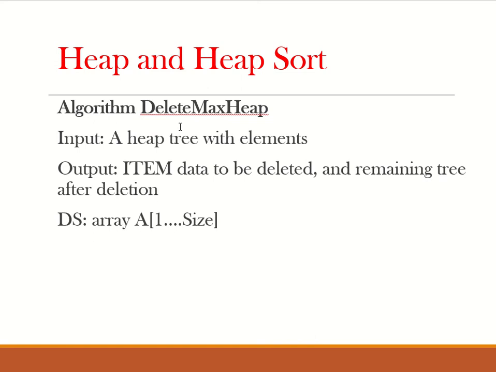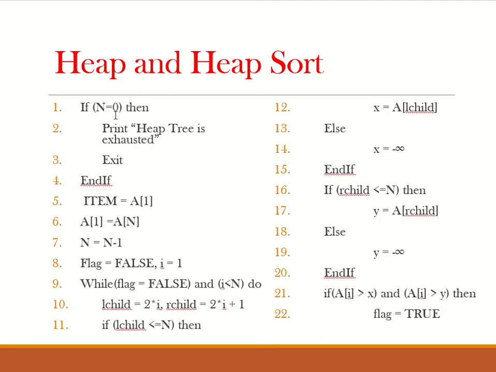Just like we had insertion in the max heap, here you have a heap with some nodes, and you have to delete something. Deletion always happens at the root node. Now if n is equal to 0, which means the heap is empty, then you cannot perform deletion. You say that such a tree does not exist, or it is empty, and you come out of the program. If it is not empty, the item to be deleted is the first node of the array, which means the root node of the heap.